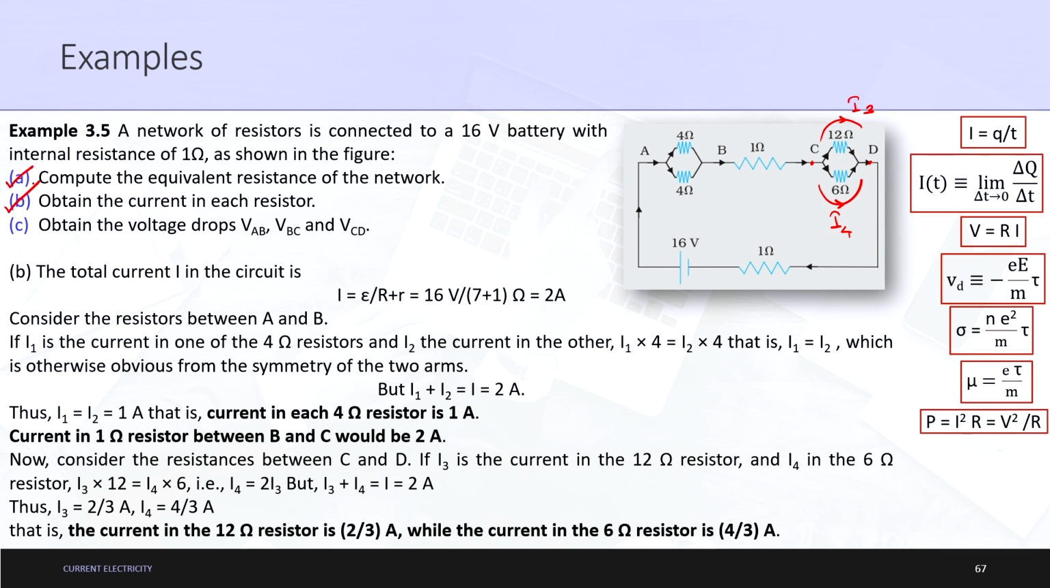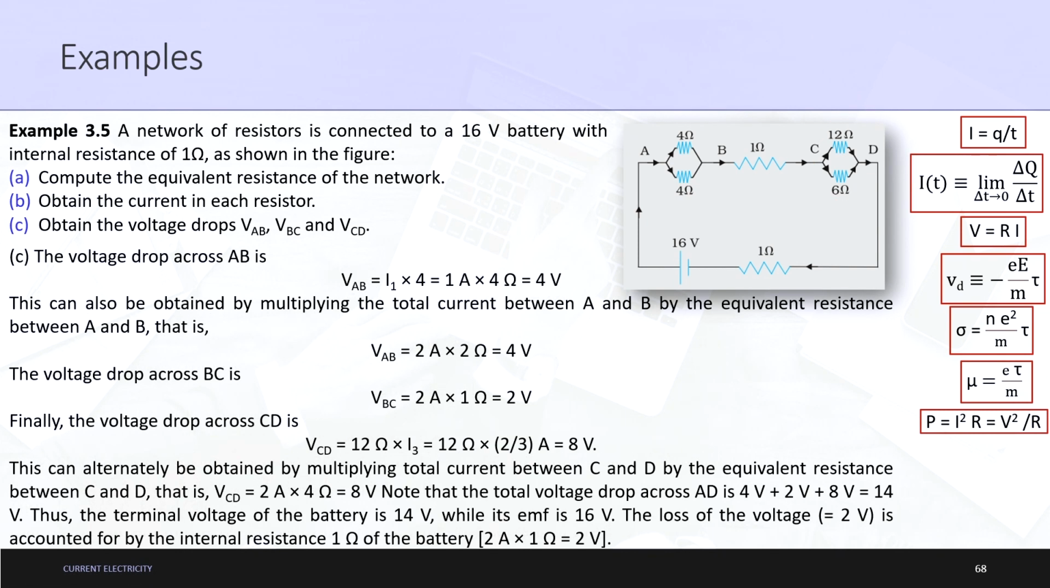Let us move on to part C, that is, obtain the voltage drops VAB, VBC and VCD. First of all, we should know that the complete voltage will be the complete 16 volt supplied here. The 16 volt will be divided into these three portions. How they will be divided is again just the use of Ohm's law. There is no different or complicated concept here. So just look over here carefully, and simple mathematical formulation will give you the result.